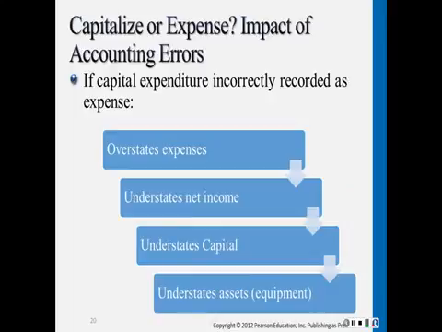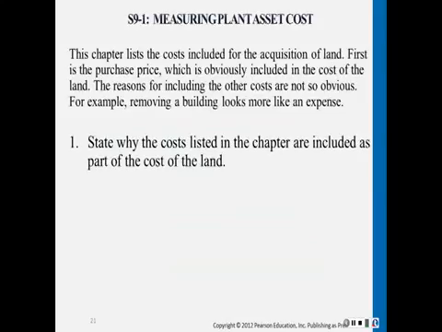Treating a capital expenditure as an expense, or vice versa, creates an accounting error. This error overstates repair and maintenance expense, understates net income, understates capital, and understates the equipment account on the balance sheet. Short Exercise 9.1 provides an example of how to measure plant asset costs.